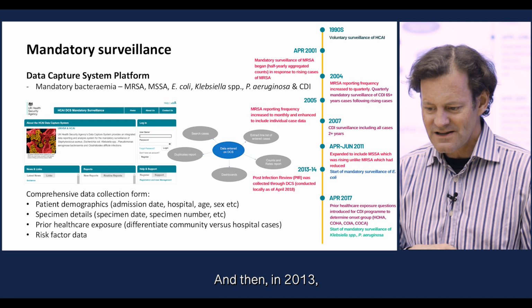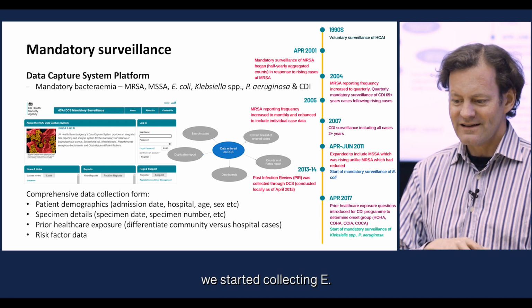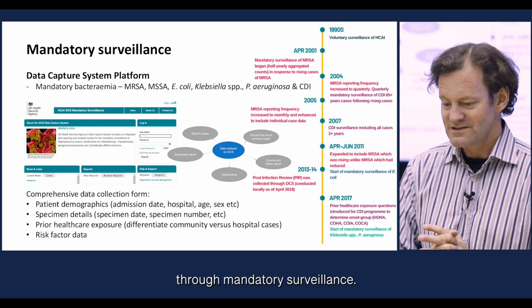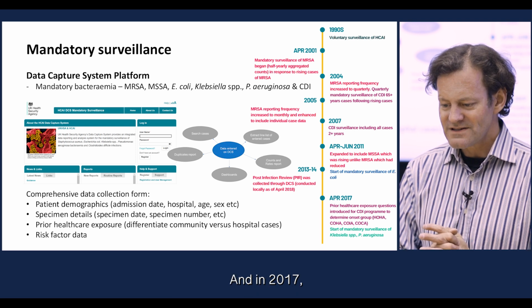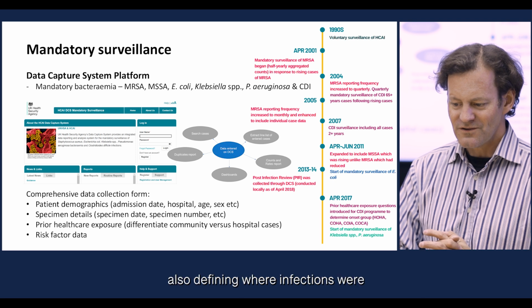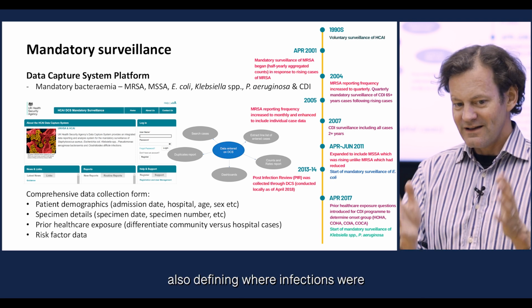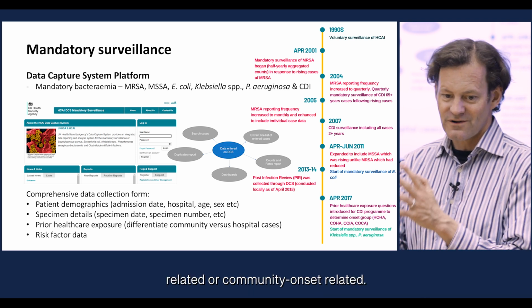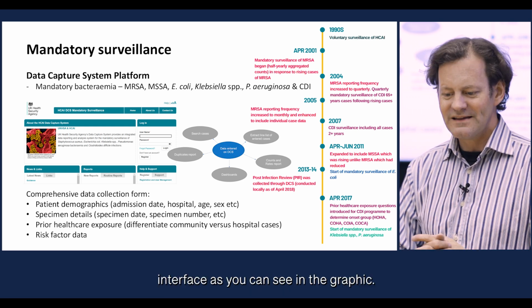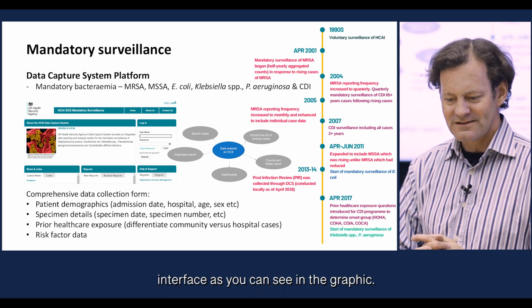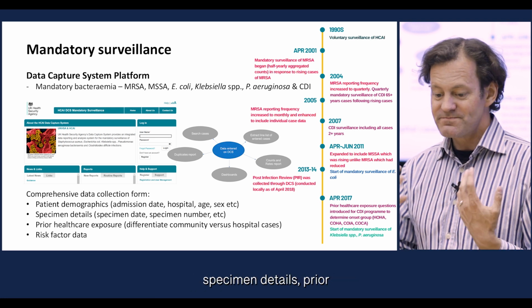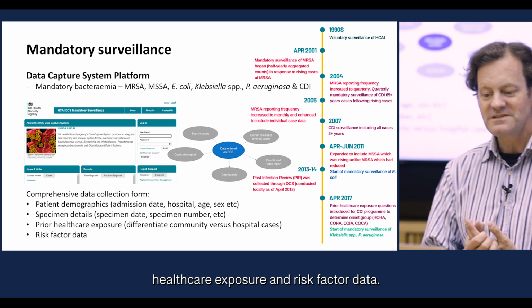And then in 2013, we started collecting E. coli, so the first gram-negative through mandatory surveillance. And in 2017, we then added a variety of other program measurements, also defining where infections were healthcare onset related or community onset related. So this is the web tool interface, as you can see in the graphic, and it provides a comprehensive data collection form looking at patient demographics, specimen details, prior healthcare exposure, and risk factor data.